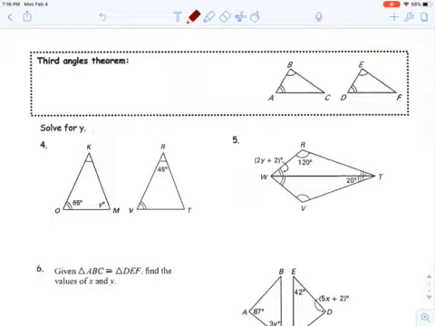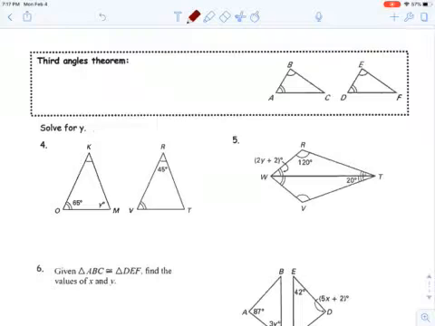All right, welcome back. So on the back of the page, we are changing ideas a bit. Now, we're looking specifically at triangles and congruence with their angles and how to write a proof proving that two figures are congruent.